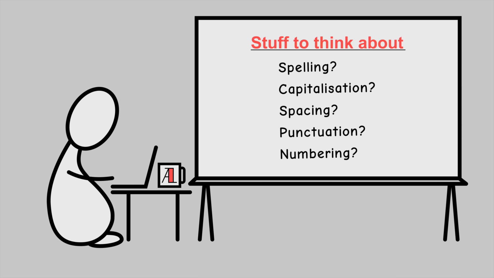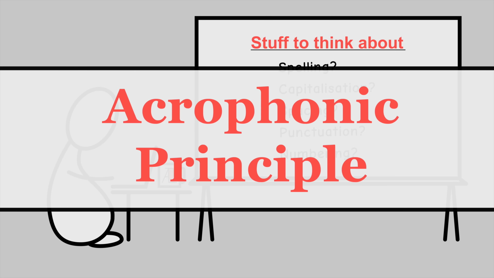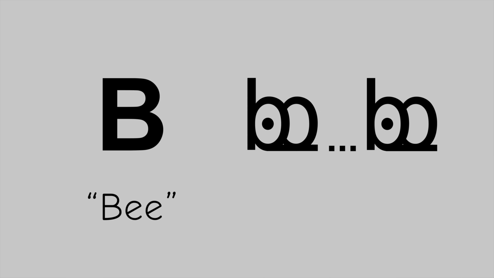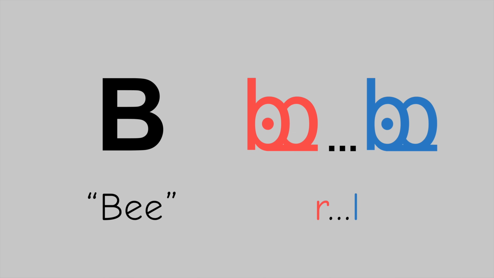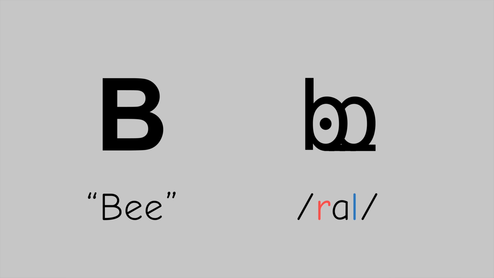Lastly, I want to make the case for a thing called the acrophonic principle. That is, the idea that the name of each glyph should start with the sound that that glyph represents. Kinda like B. Moreover, you can set up a situation whereby each glyph can represent two distinct sounds depending on its location within a syllable. This, for example, could represent one sound in initial position, but another in final position, say. Thus, using the acrophonic principle, this glyph could be called ral, which I think is just a very neat system.